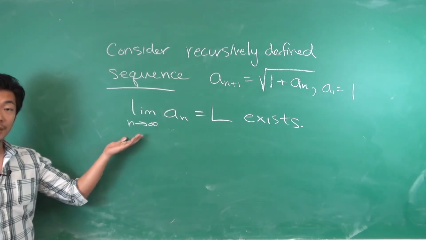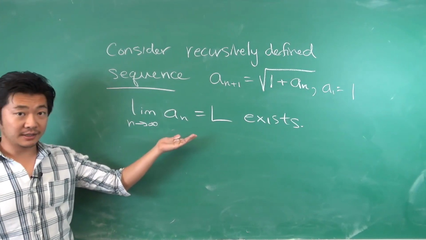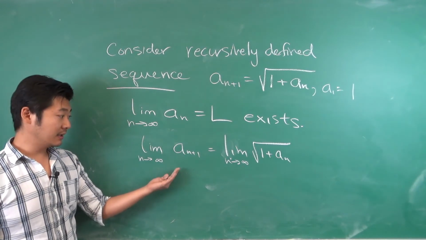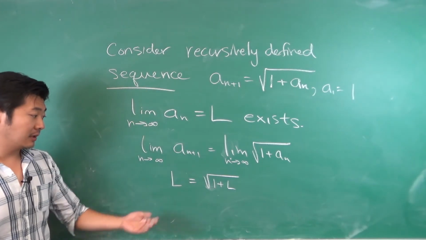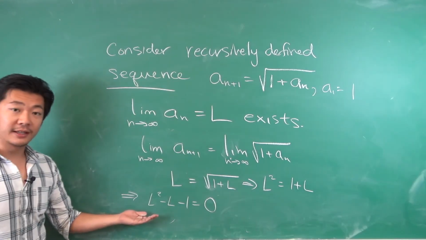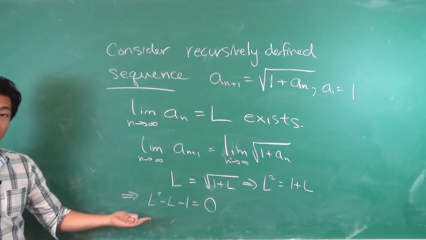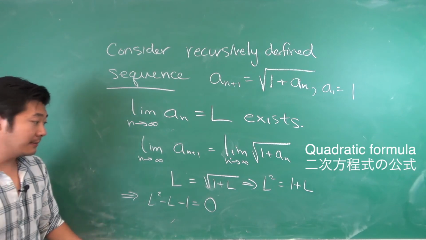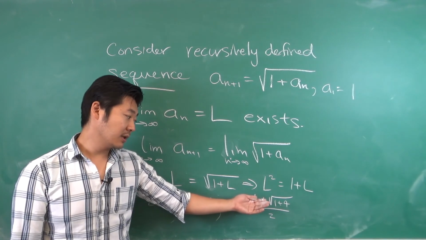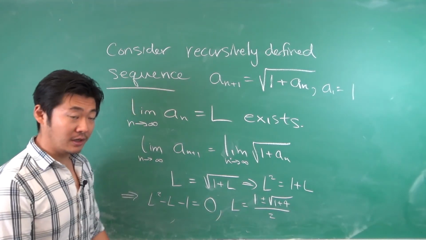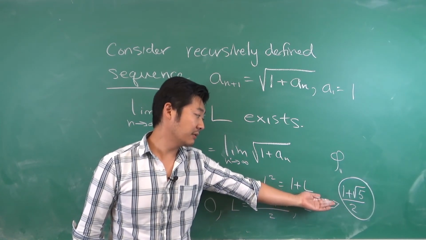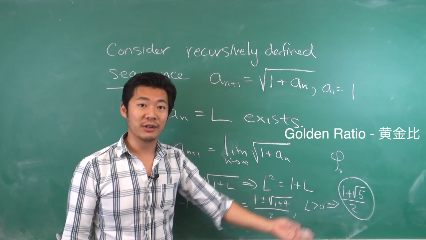And so we know that the limit must exist, which is L. So now let's compute it. We take the limit of both sides, but we know that this is L, and this will be L. So now we want to solve for this equation. We have L squared equals 1 plus L, so that L squared minus L minus 1 is equal to 0. So by the quadratic formula, we have that L must be 1 plus or minus root 5 divided by 2. But we know that L is non-negative. So in fact, L must be 1 plus root 5 over 2, which is actually the golden ratio phi.